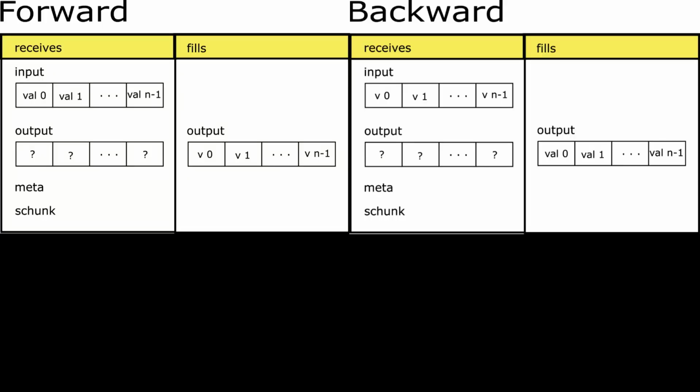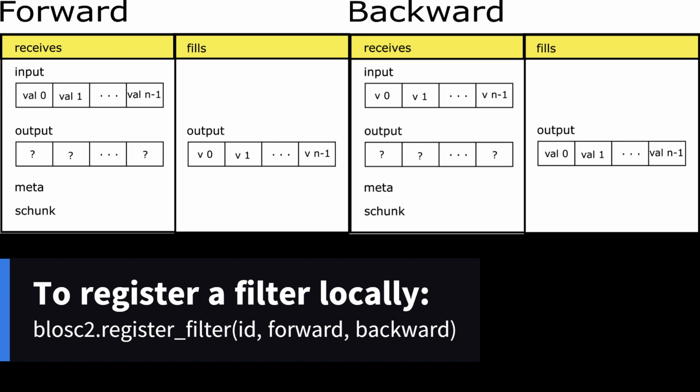On the one hand, user-defined filters are composed by two functions, one for the compression process, forward, and another one for the decompression process, backward. Such functions receive the input and output as numpy arrays of equal size, plus the filter meta and the superchunk instance. The forward function will fill the output with the modified data from input. The backward will be responsible for reversing the changes done by forward. Finally, you can register the filter associating an ID to it with the register filter function and apply it in your superchunk using its ID in the filters pipeline.